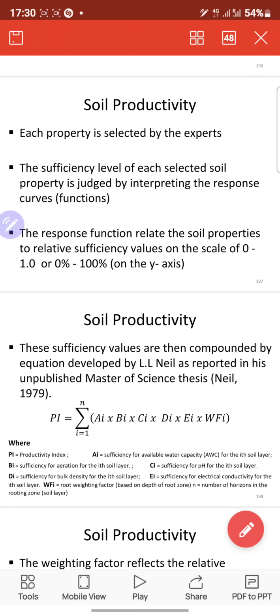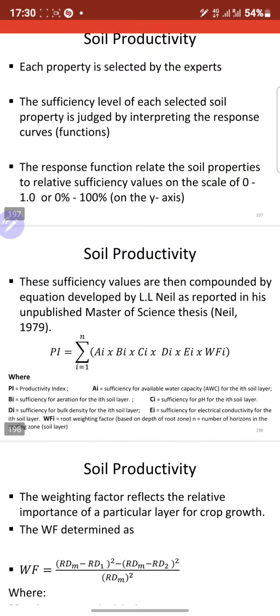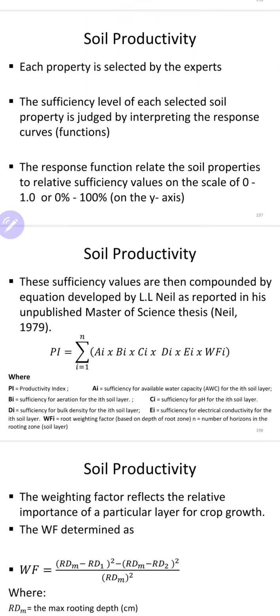So to find the productivity of a soil, you use a productivity index, where you are compounding the sufficient levels of different parameters that you would have defined, depending on the soil type or the situation of the soil at that particular moment. The productivity index is found by compounding, and when compounding, normally the multiplication sign is used.